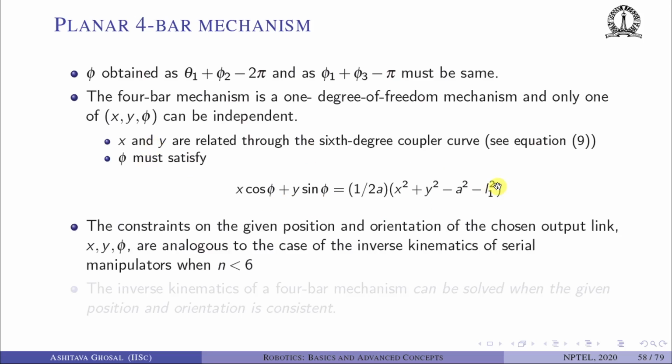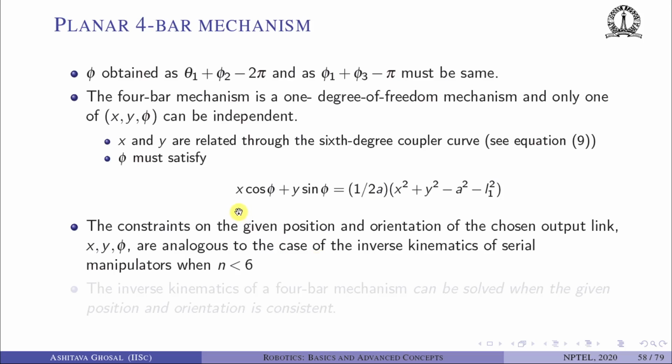So the constraints on the position and orientation of the chosen output link x, y, phi are analogous to the case of the inverse kinematics of serial manipulators where n is less than 6. If you go back and remember, in the SCARA case, the motion was in 3D space. However, the two angles of the end effector about x and y were 0. Only the z was allowed.